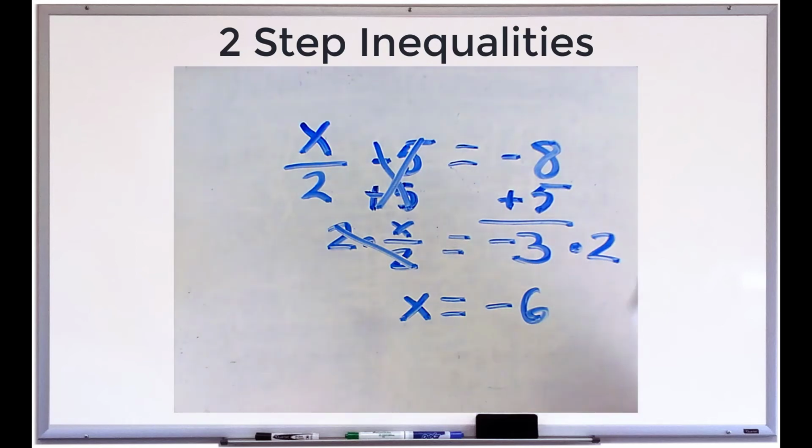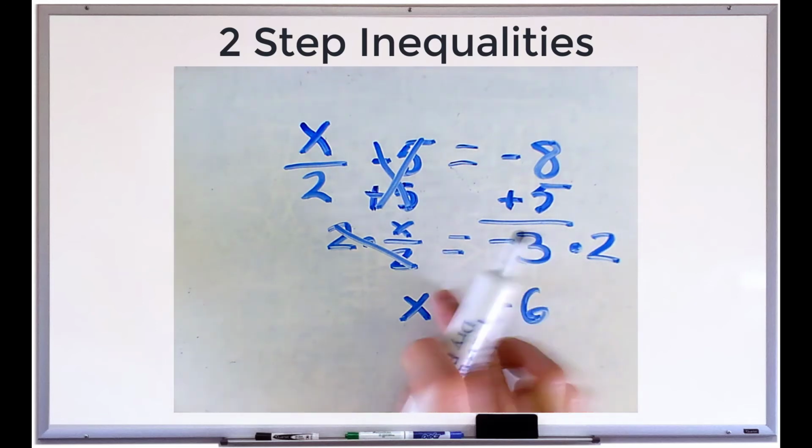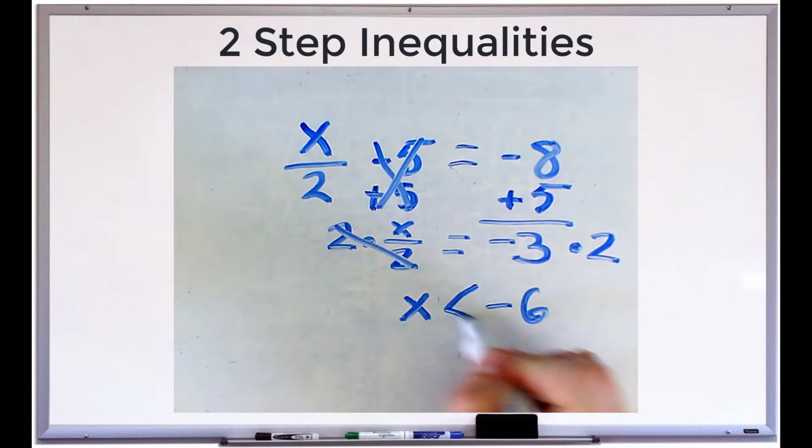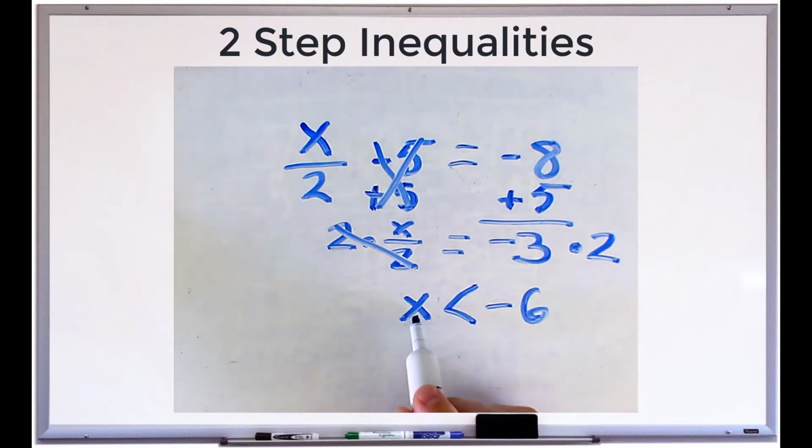I didn't multiply by a negative number, and I didn't divide by any negative numbers, so I won't need to change the direction of the inequality sign. Originally, it was less than, and so it will stay less than. So we have x is less than -6.